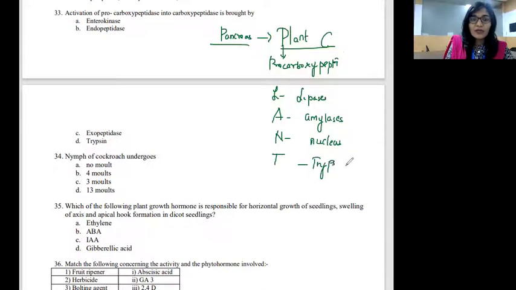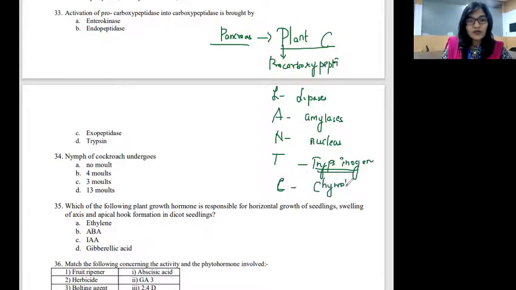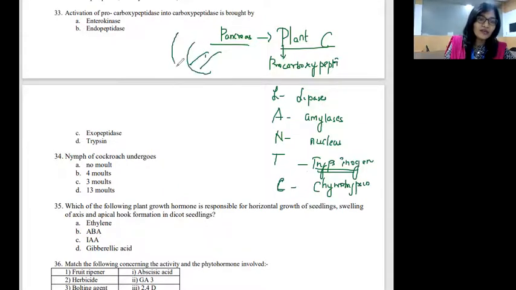In examinations, they would be asking you where trypsinogen is produced. Don't get confused between pepsinogen and trypsinogen. Trypsinogen actually comes from the pancreas, from the pancreatic juices. C is going to be chymotrypsinogen. Now the question is, the pancreatic juices will be poured into the duodenum. So suppose this is the duodenum, the small intestine. These juices come over here. So the duodenum is going to be an intestine.